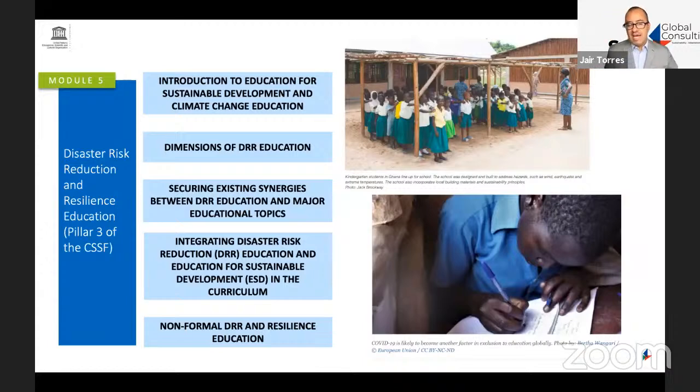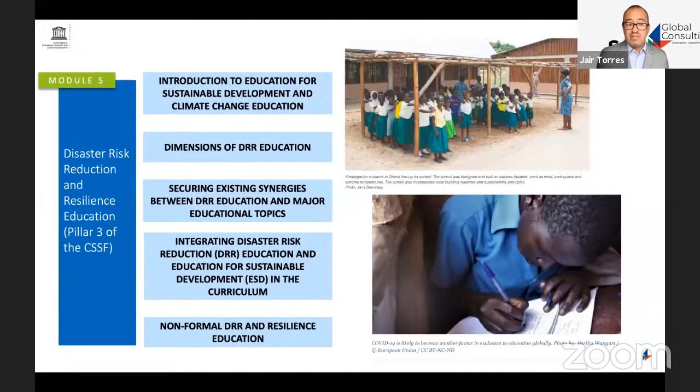risk reduction education to a bigger, let's say, chapeau of education subjects, such as sustainable development and climate change education, which is important because at the end, there is no resilience in schools if we are not able to adapt and if we are not able to sustain development in the long term, and how the choices of development can create new risk or can diminish the risk.